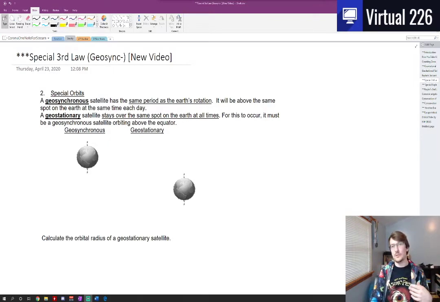So we are looking here at a special case for Kepler's third law, which states that the orbital period squared is equal to some fundamental quantities times the orbital radius or semi-major axis cubed divided by some mass. What we're going to be looking at in this case are special cases known as a geosynchronous and a geostationary orbit. And we tend to use these orbits for satellites.